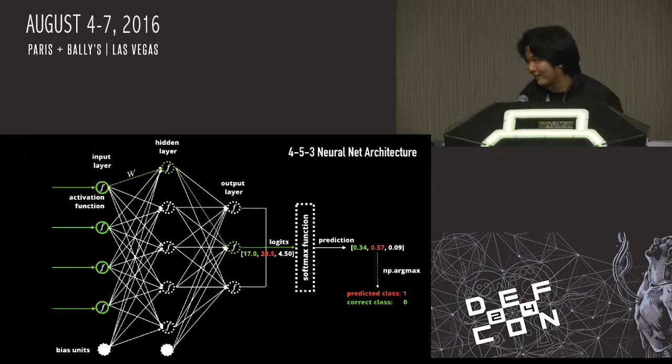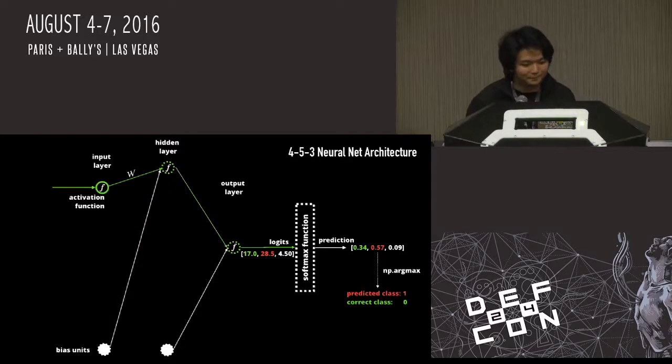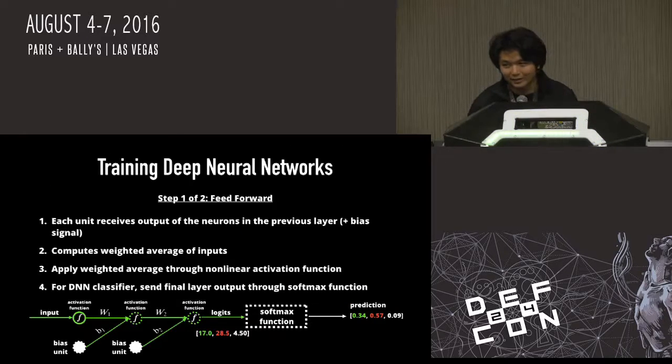So all this is just theory. Don't worry about it. You can just take any one of the 10,000 MOOCs out there to learn about deep learning. But let's just look at a simple example of how training works so we can go into how to bypass them. So the first step is the feed-forward step. Each unit receives the output of neurons in the previous layer. In the case of the first layer, it just receives the input. The bias is added to it.